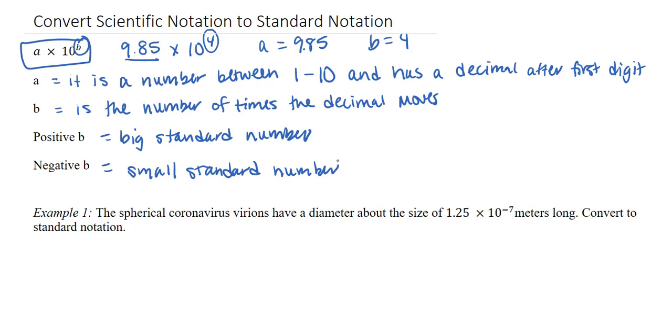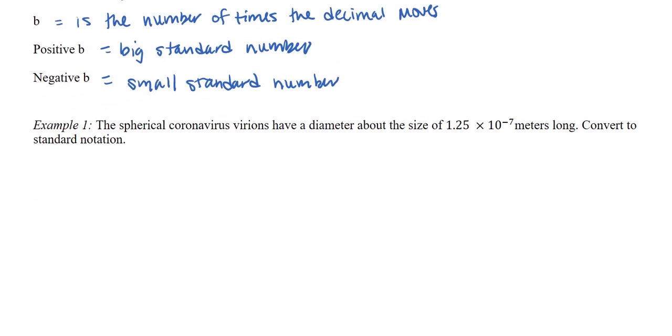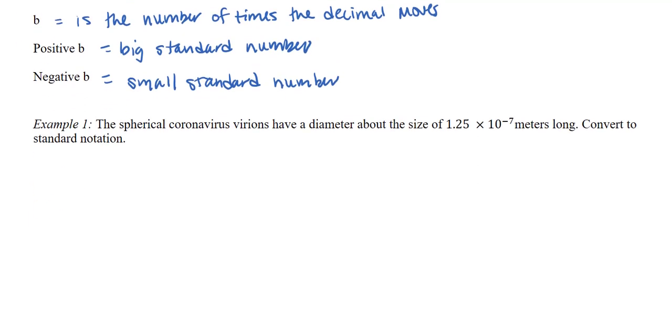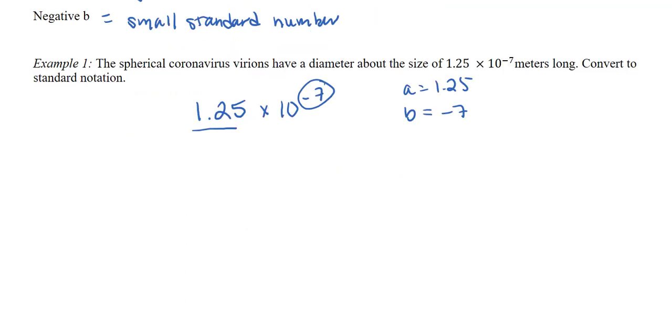So example 1, we have the spherical coronavirus that has a diameter about the size of 1.25 times 10 to the negative 7 meters long. So let's convert this to standard notation. So let's go ahead and rewrite it. Well, right, so this is our number. This is our A, and this is our B. I'm just going to write this. You don't have to write this. It's just to go over this again.